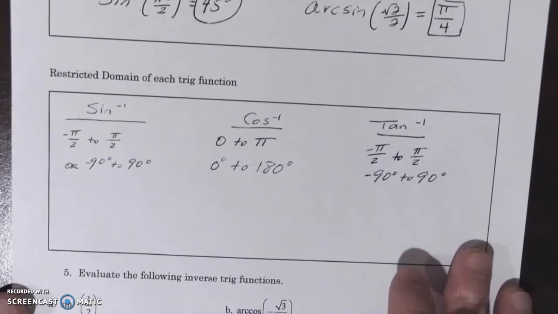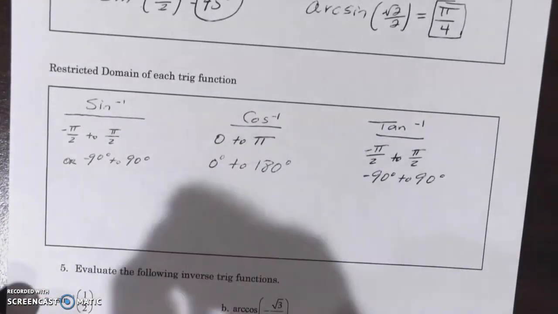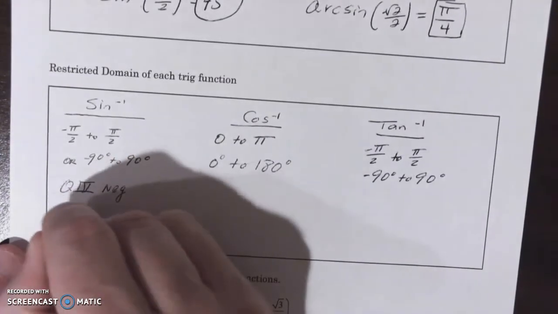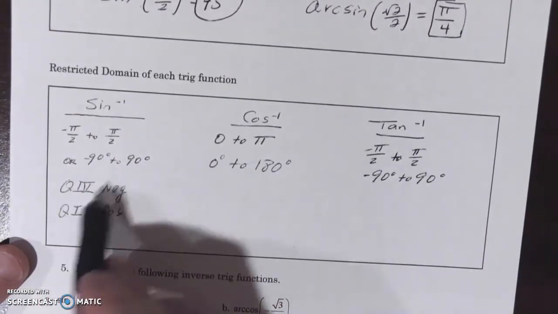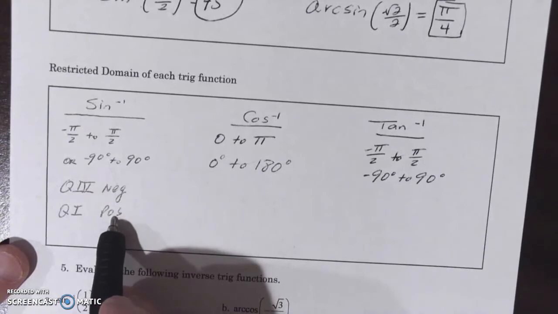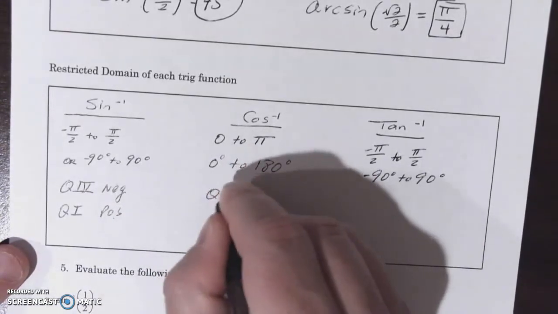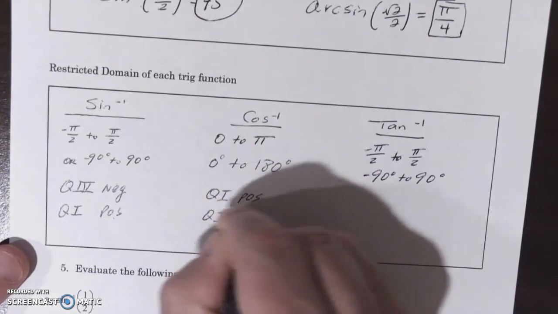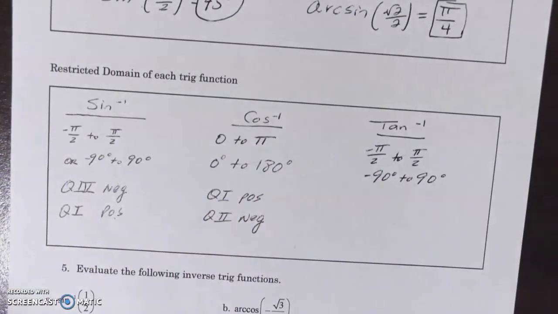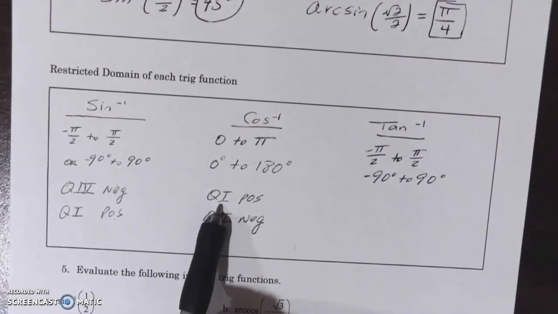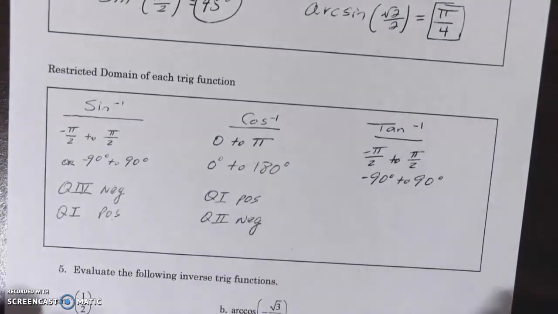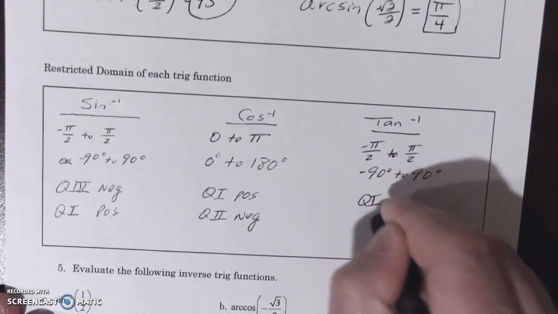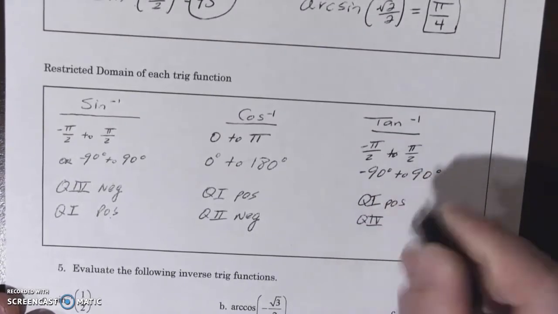Okay. And the last other one we should probably consider here is the quadrants. Okay, negative 90 to 90 is quadrant 4 and 1. That gives us the negative sine values and the positive sine values. For a restricted domain for cosine, thinking of its inverse, first quadrant gives us our positive values. Second quadrant, from 90 to 180, gives us our negative. Tangent, again, same as sine.